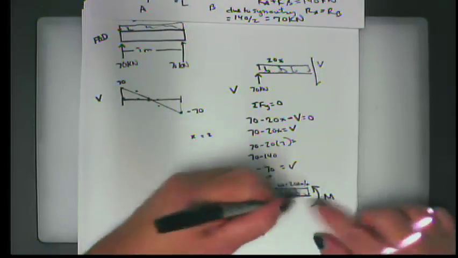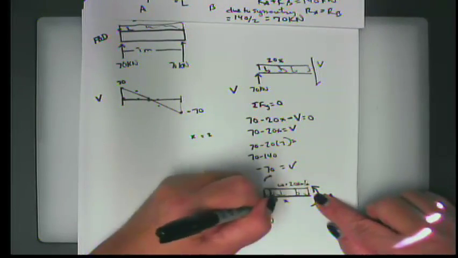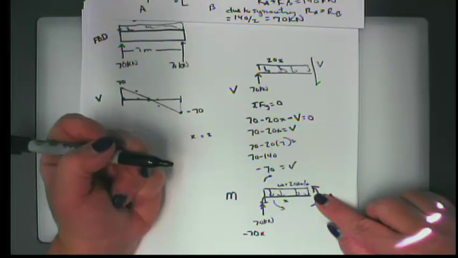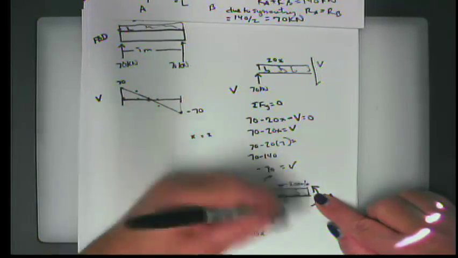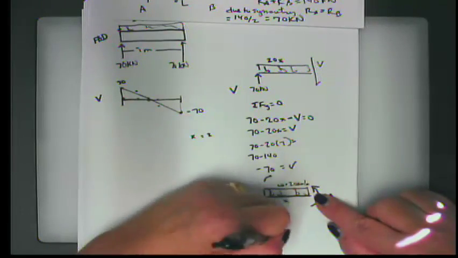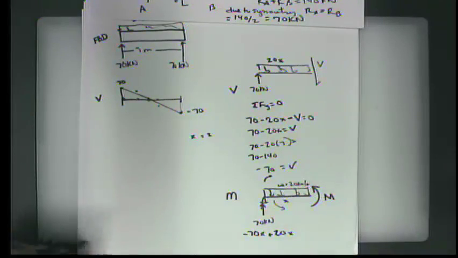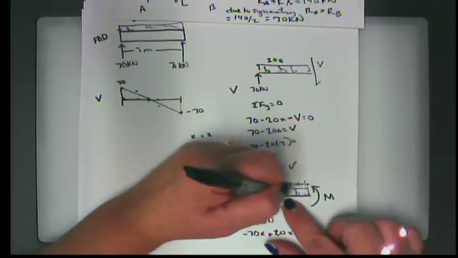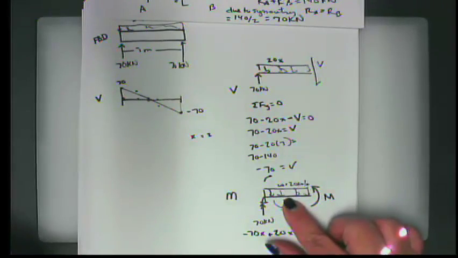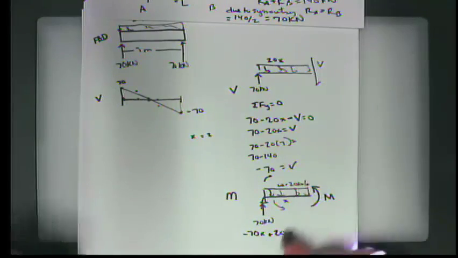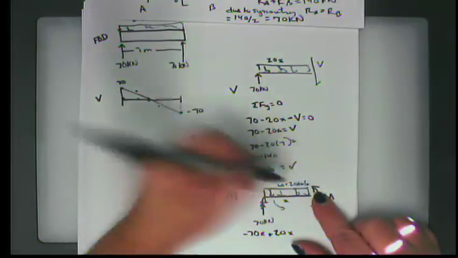Okay. Then all of this W, whatever it's doing, is going to create a moment going this way. So that's positive. So that's going to be 20 times x. That's how much force there is. But what's the distance?